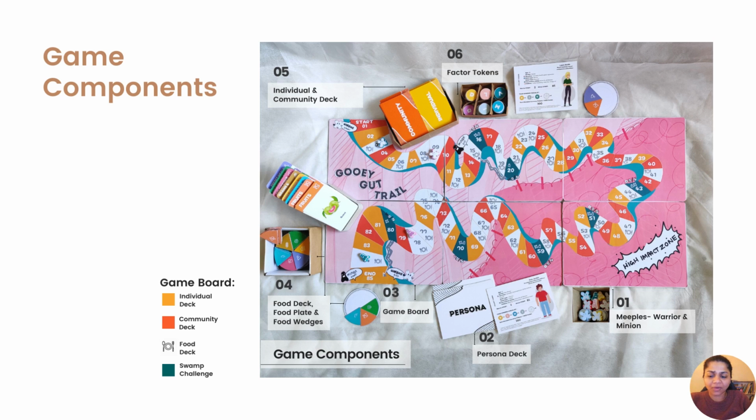The unfriendly bacteria starts the game at the higher end of the number trail and descends down to 15, together achieving a balance of 85 to 15, a winning ratio of friendly and unfriendly bacteria. The card decks, namely the individual, community, and food, influence the movement of these two meeples across the game board. The first player to accomplish their winning conditions and move their meeples across to the finish points wins the game.